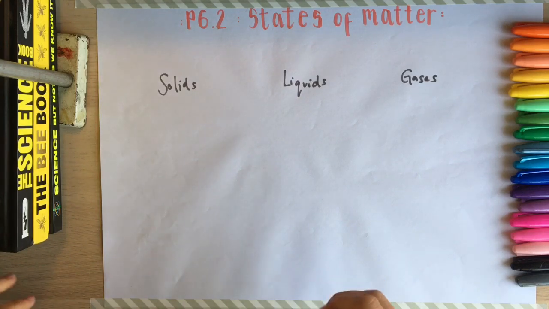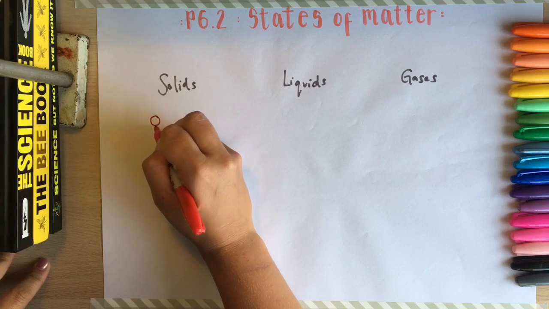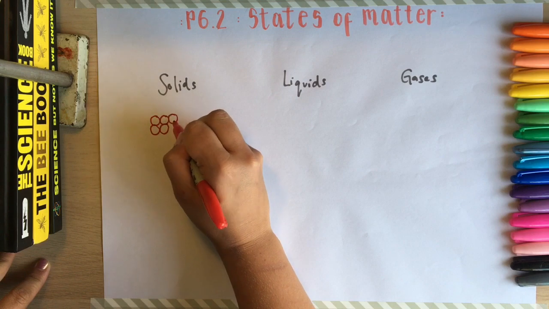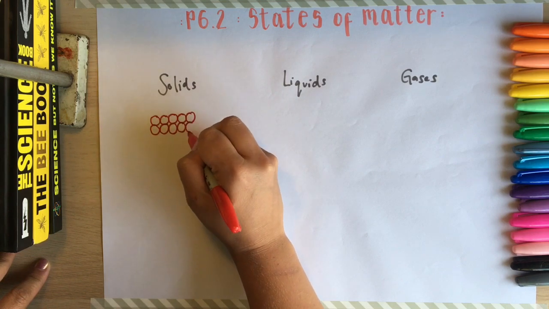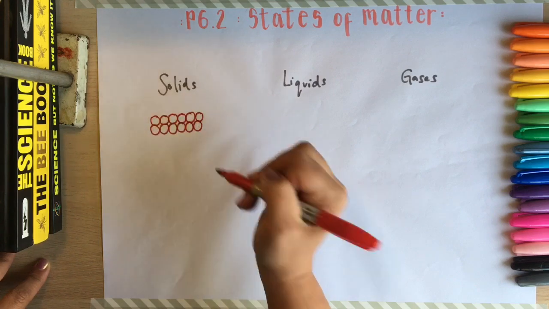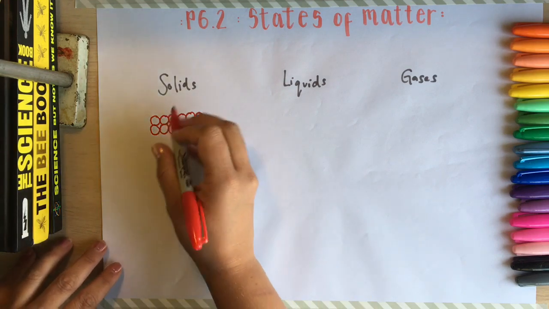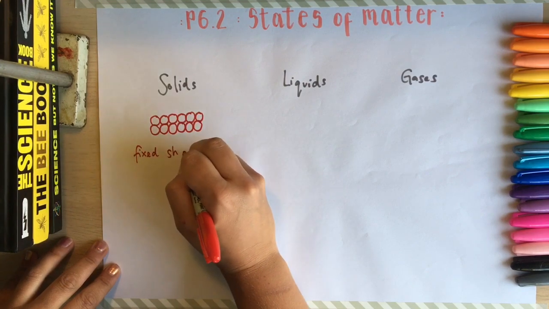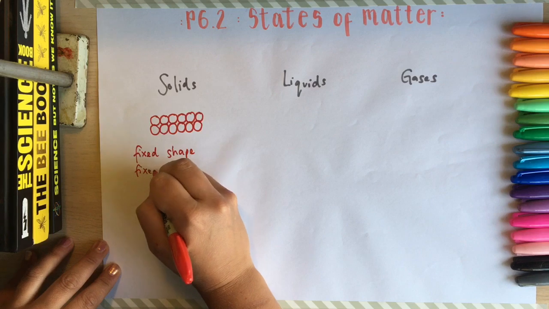So when we're talking about solids, sometimes you're asked to draw a particle diagram. If you're asked to draw a particle diagram, what you're going to draw is some circles that are all touching and that are in a really regular pattern. So this would be a good example of a solid. And that is because a solid has a fixed shape and it also has a fixed volume.